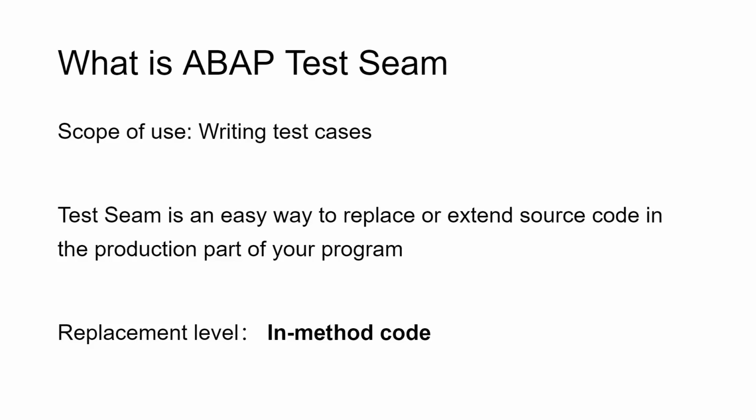Let's talk about what a test seam is first. In unit tests, in order to reduce dependencies, we need to replace the code in the production environment. The most common approach is to replace classes or methods. We often achieve the purpose of replacing production code by extending or implementing methods of classes and interfaces. Test seam is more ruthless: it directly replaces the code in the method.